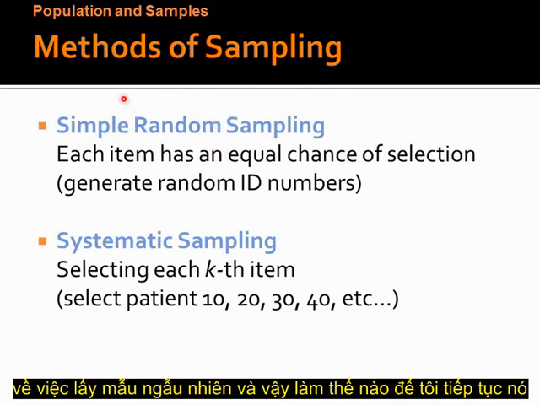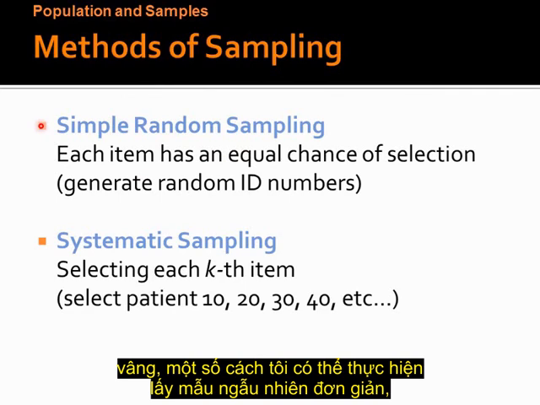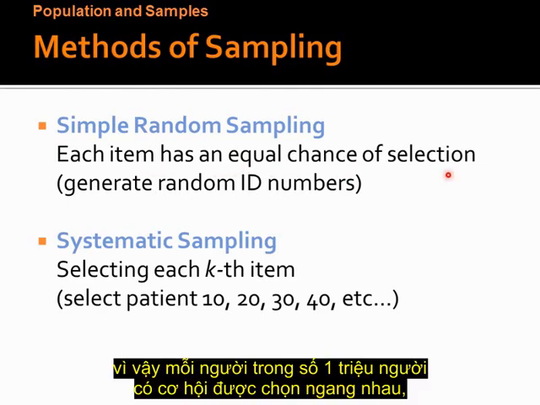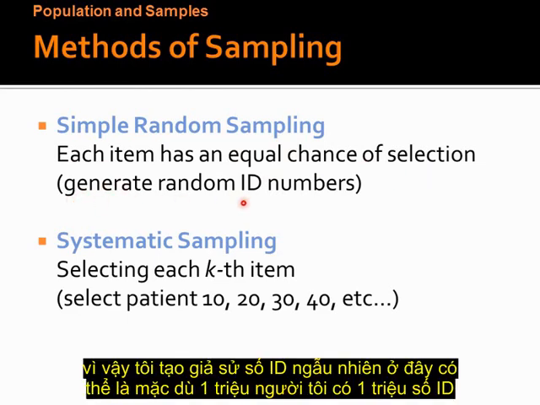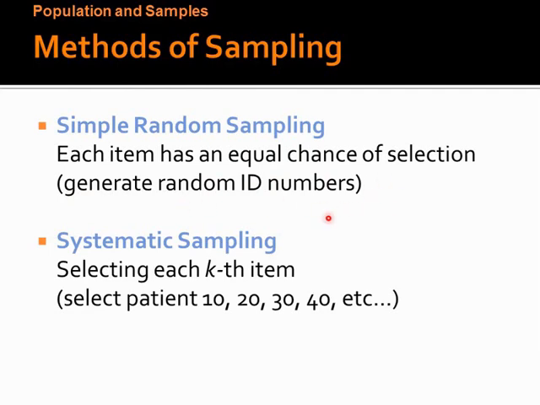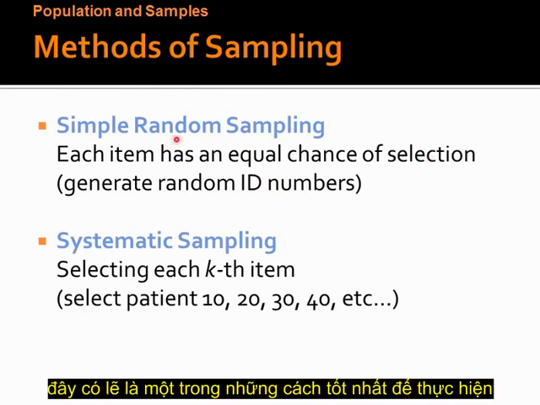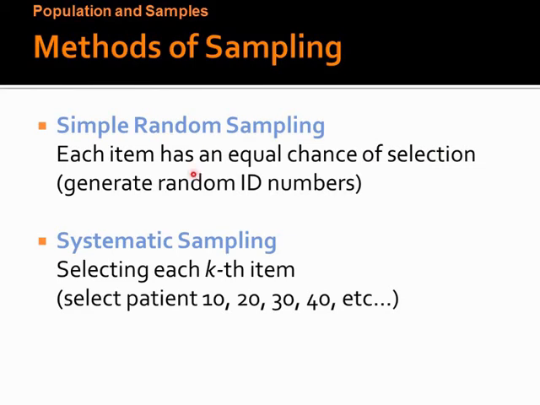And so how do I go about it? Now, there are some ways I can do. Simple random sampling. Let's say the population has 1 million people, and I want to pick 1,000 from them. Each of the 1 million people has an equal chance of getting selected. So I generate, let's say, random ID numbers here. Out of that 1 million people, I have 1 million of their IC numbers, and so I randomly pick 1,000 of them. So there's an equal chance for any of those million to get picked into my sample. This is probably one of the best ways of doing it.